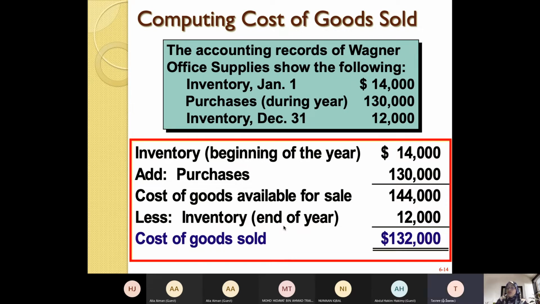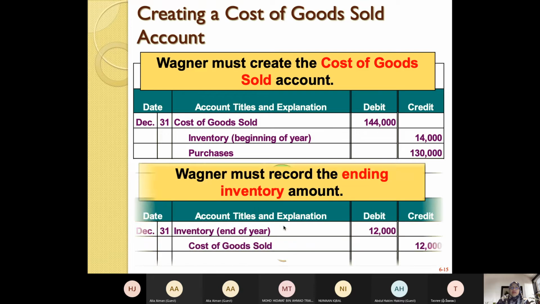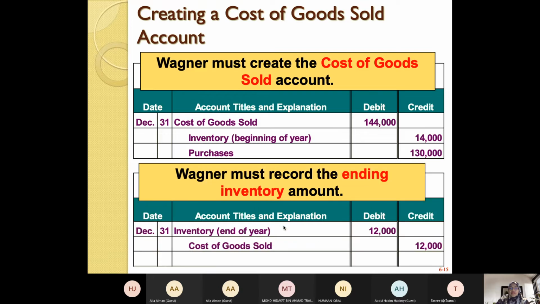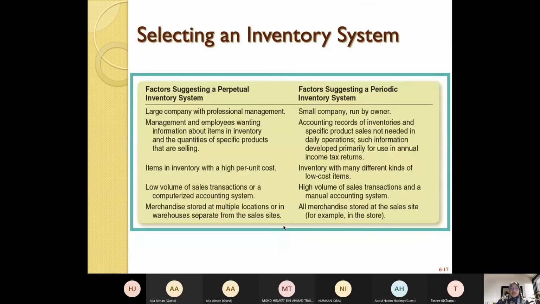I want you to write down this formula. Opening inventory plus purchases equals goods available for sale, or you can call it GAS. Goods available for sale minus your closing inventory, then you get your cost of goods sold. Right? Okay. COGS: you have inventory, purchases. Never mind this one, don't worry about this.